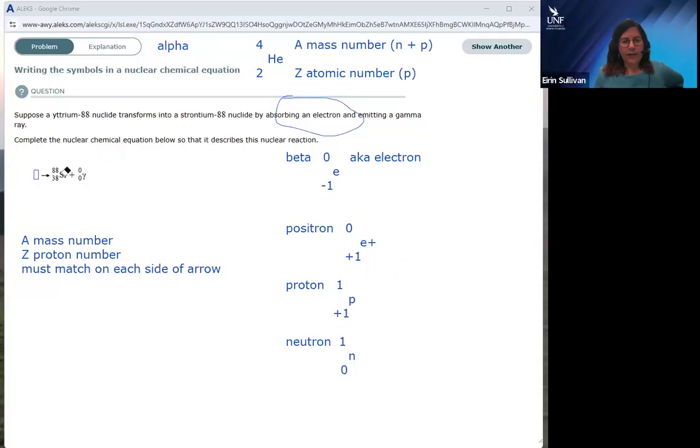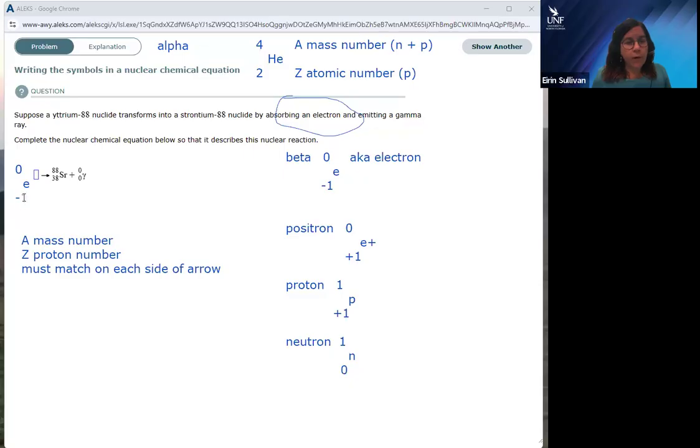And emitting a gamma ray. A gamma ray is just a photon, it's just electromagnetic radiation, it's energy. So there's zero mass and charge associated with a gamma ray. Okay, so we're absorbing an electron on the left-hand side. So I would have to put 0, -1, and e. Okay, so let's check and see if we're balanced.